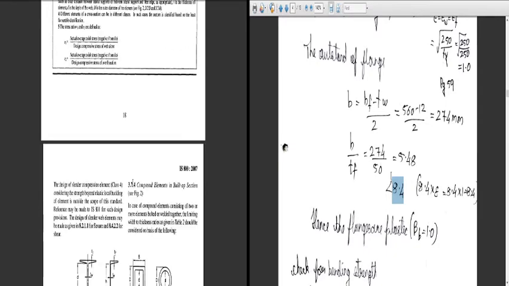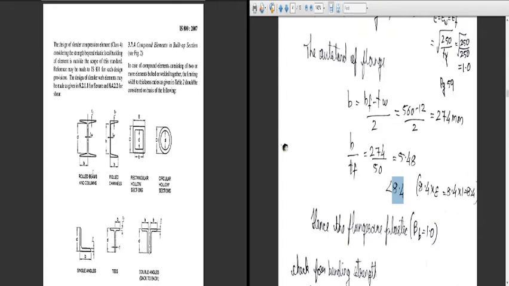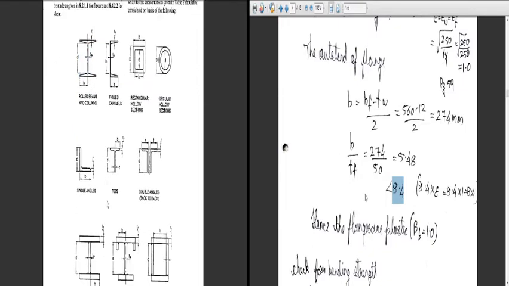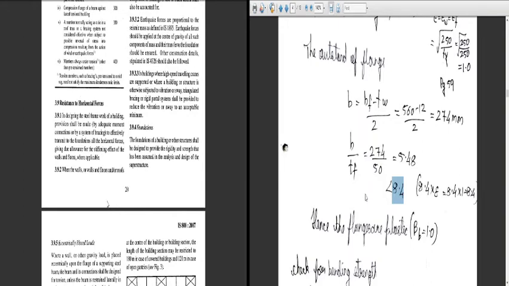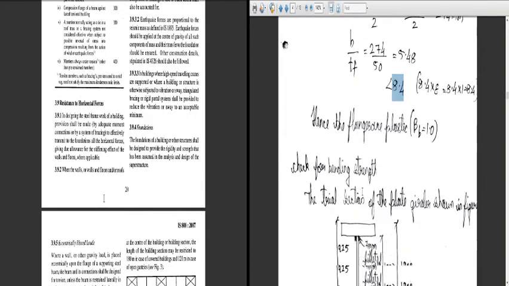Now, here you can see this is the I section. Our depth D is 1800 mm, thickness of web is 12 mm. This is the outstand of the flange which we have calculated. This is the thickness of flange. Total width of the flange is 560. Okay. Now, so we will see the other components.